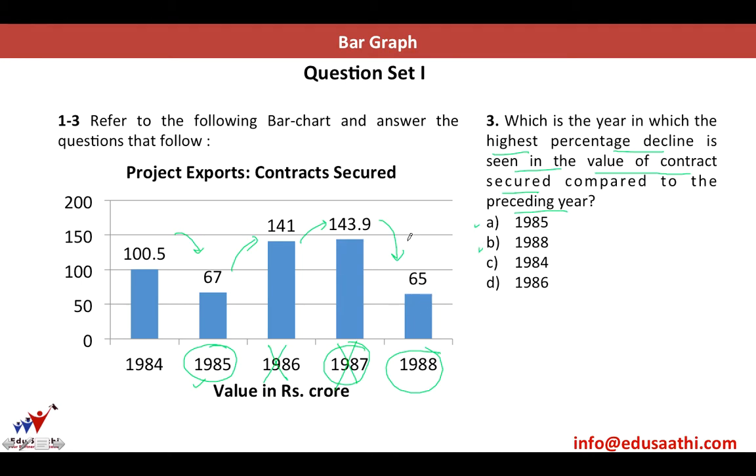Now if you carefully look here, there is roughly a decrease of 50%, because if instead of 143 I take it as 140, and this 65 I take as 70, so a drop of 70 over 140 is 50%. So this is something more than 50%. Whereas in this case in 1985 there is just a drop of 33 on 100, which is nothing but a 33% decrease. So just by looking at the figures, I can simply mark the answer as 1988.